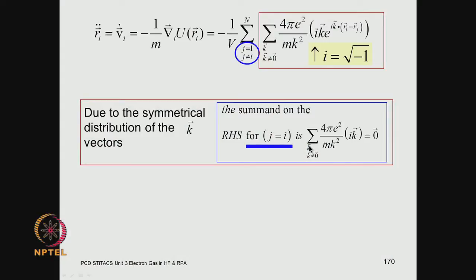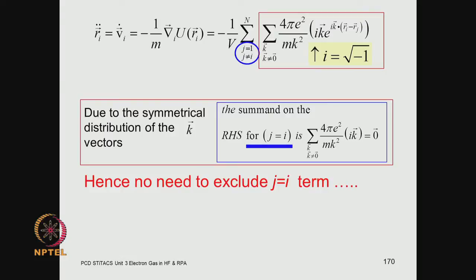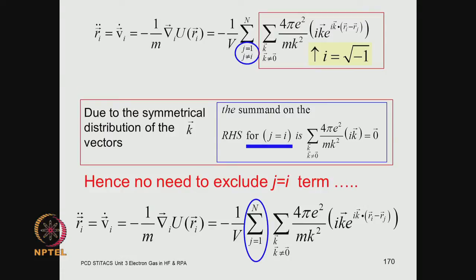So they will all cancel each other, and you have got a vector sum of k summed over k not equal to 0, and this will give you a null vector, and therefore it really does not matter whether you include j equal to I or you do not include j equal to I, because the term corresponding to j equal to I gives you a 0 anyway. So you are only adding a 0 coming from j equal to I terms, and it really does not matter. So we have no real need to exclude the j equal to I term.